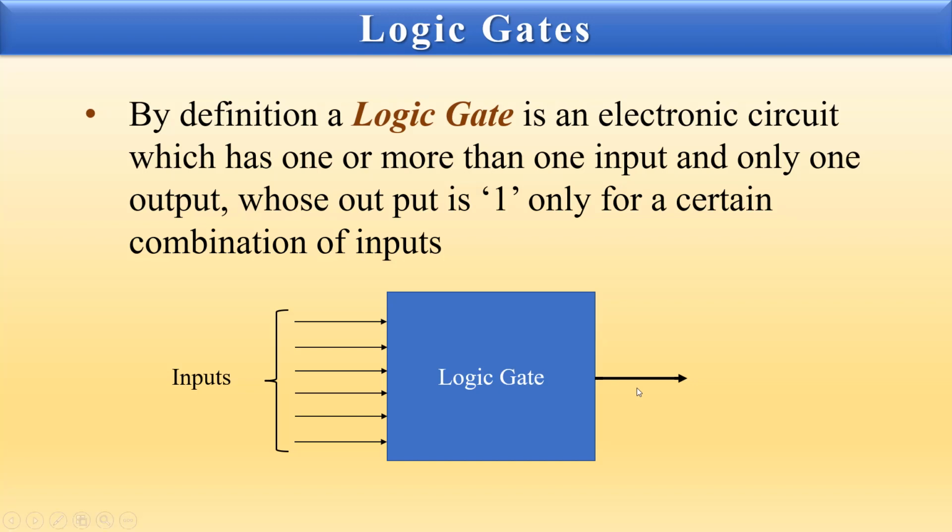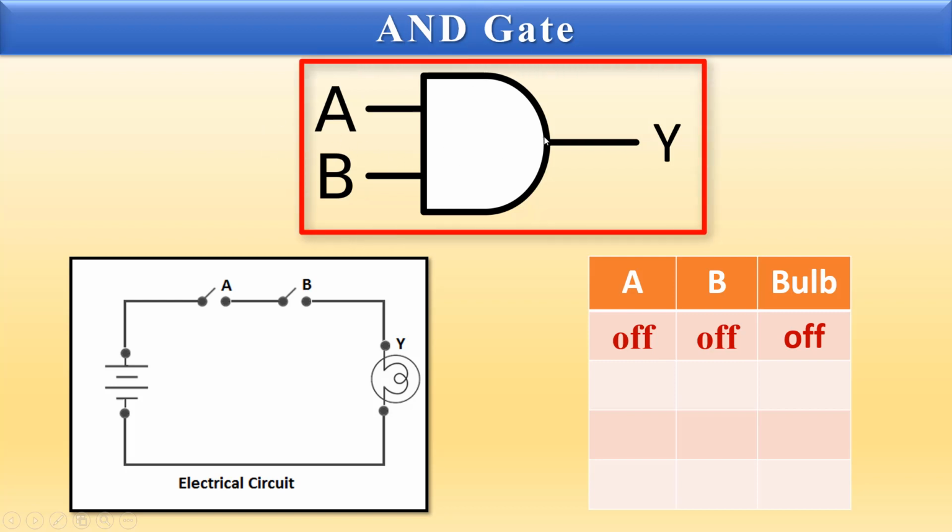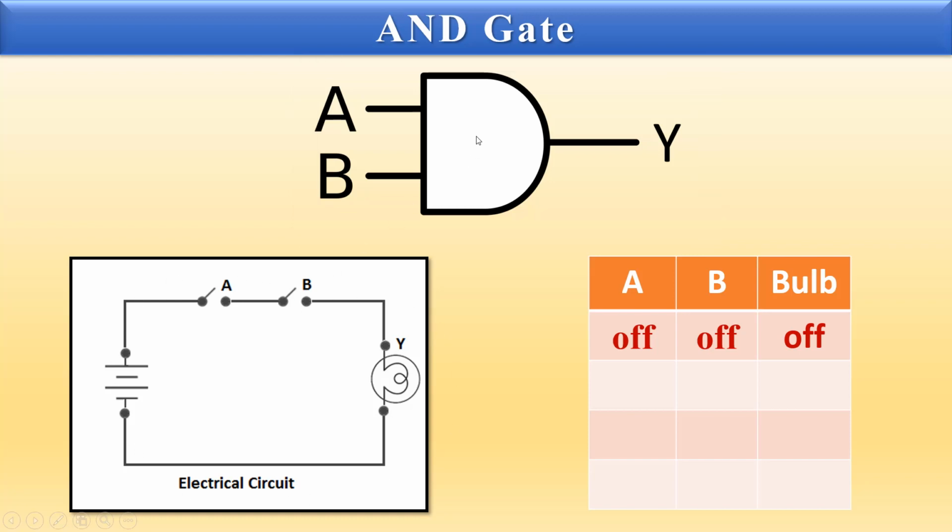Now going to more specific things, let us understand the first logic gate, and that is called the AND gate. This is the circuit symbol for AND gate. We can assume that we have got this circuit inside this gate. So A and B are replaced by two switches and Y output is replaced by the bulb. So when A and B are off, then there is no current in the circuit and therefore the bulb is off. So that is the first condition.